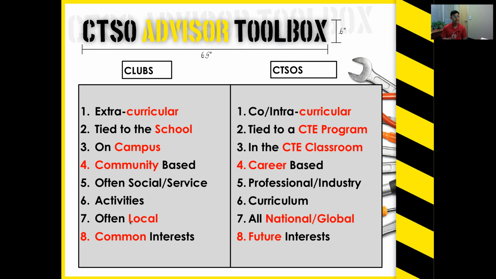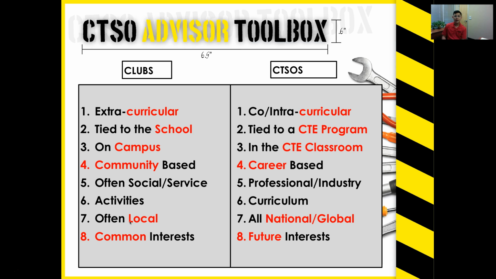You don't have one that isn't at least national. Finally, clubs are based on common interests. So when I had Latin club, the common interest was Latin at the time. While I was in Ed Rising, it was future interest. I wanted to be a future teacher, a future Latin teacher, actually.